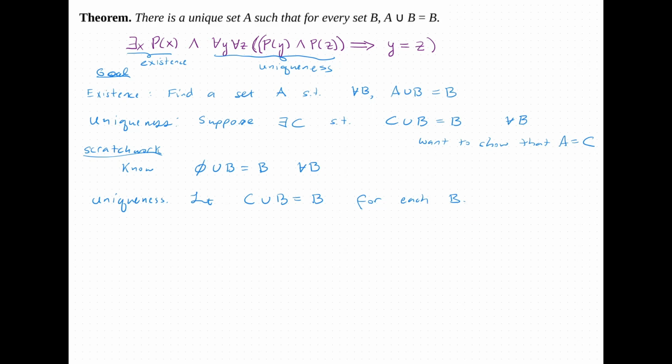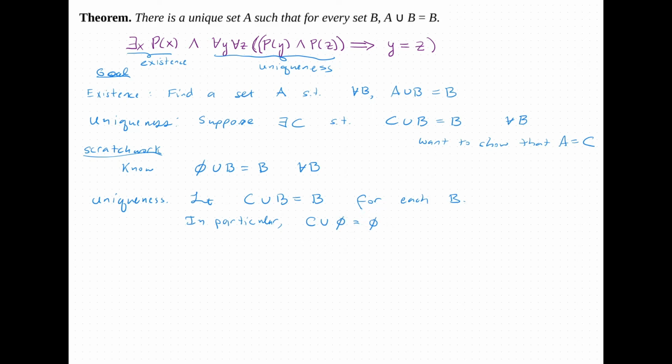Because here, we're working with some arbitrary B. But we just have to choose one B that works nicely and show that this is the case. So what if we choose B to be the empty set? So in particular, we have that C union the empty set is equal to the empty set. So here we are thinking about the empty set as the one possible B above. And so by assumption, we have that C union B is equal to the empty set.